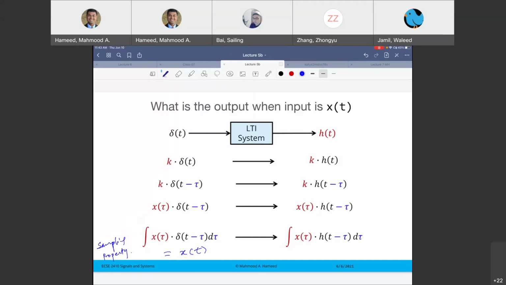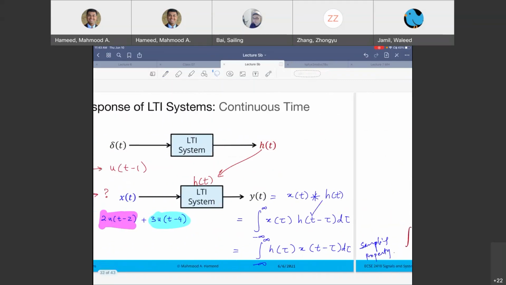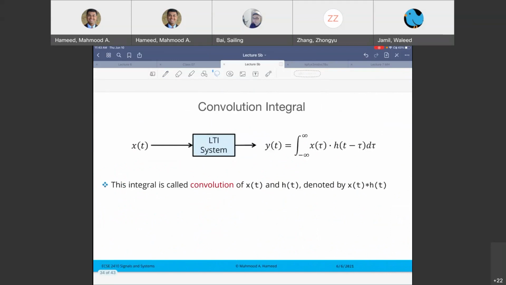What is at the output? If x of t is the input, then we would have probably found y of t to be this. Integration x of tau, h of t minus tau, d tau. Hence my claim. Or not this. This. Okay. So that's your convolution integral.